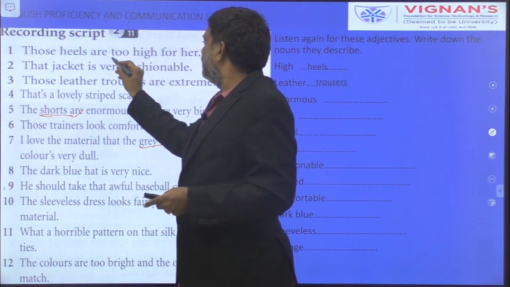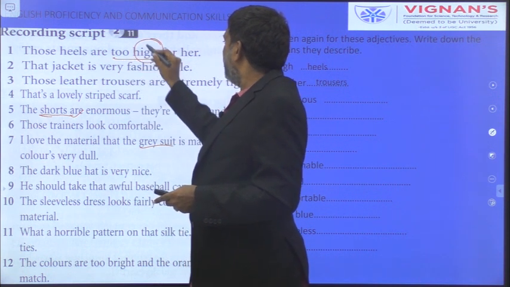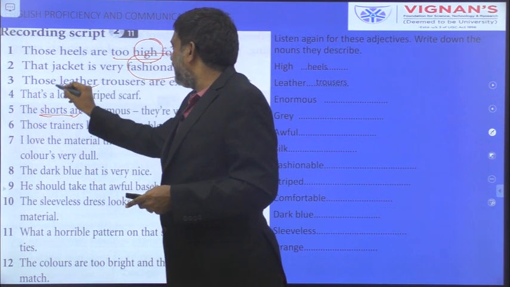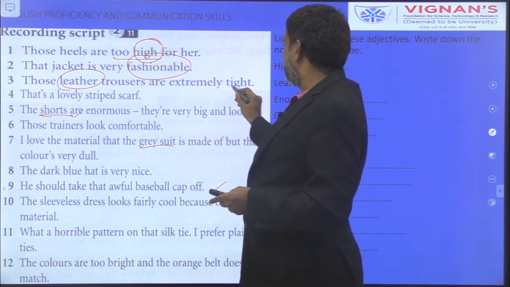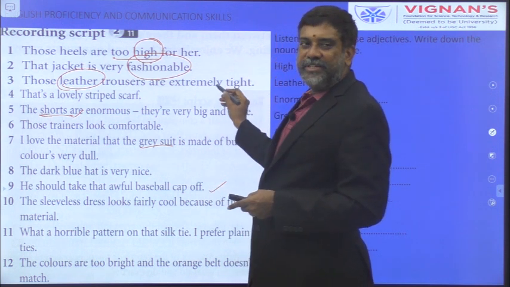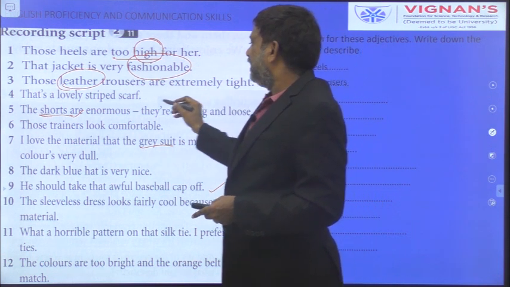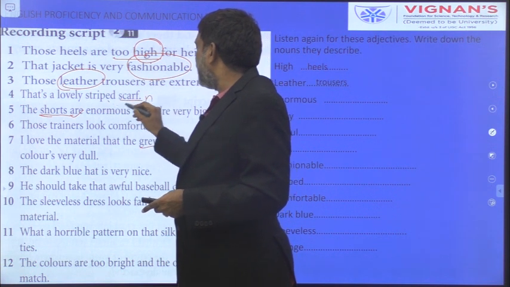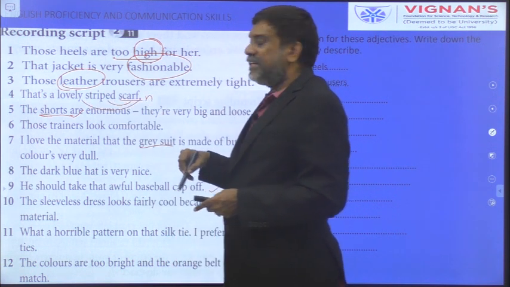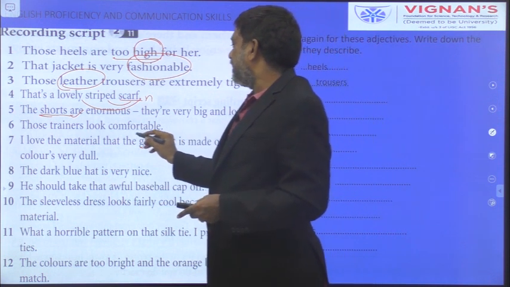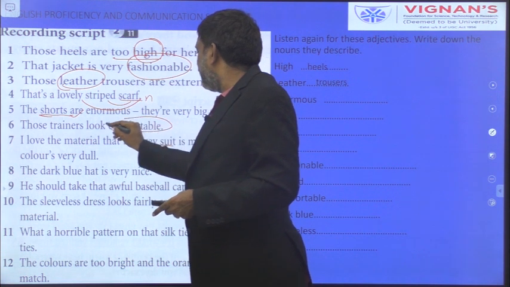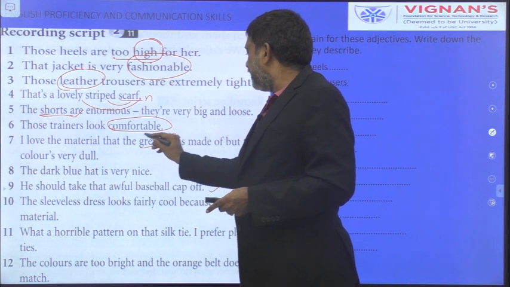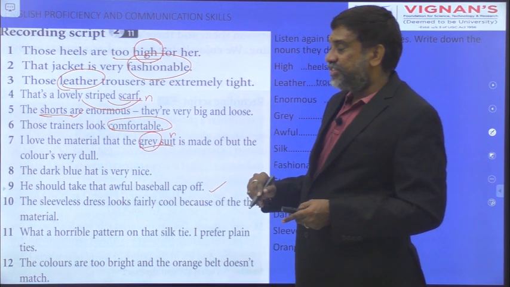The heels are too high, next fashionable, next trousers is a noun, and leather is an adjective, tight, extremely tight. Here, what is extremely here? An adverb. Lovely striped scarf. Here, scarf is a noun, but it has two different adjectives connected to it. Next, the trainers look comfortable. Here, comfortable is an adjective. Suit is a noun, and gray, which denotes the color, is an adjective.